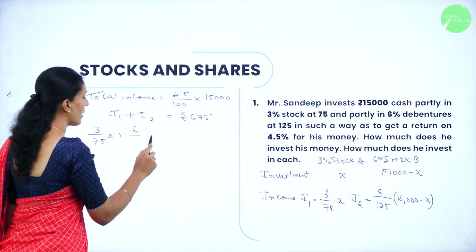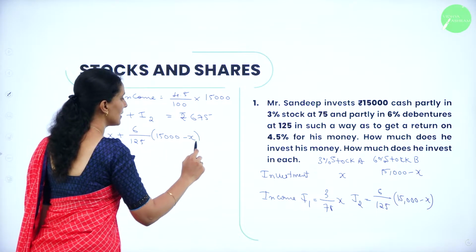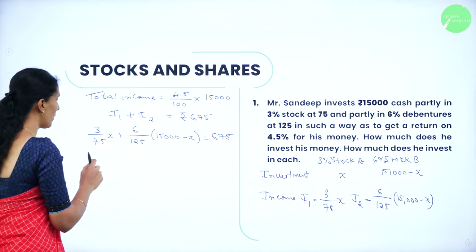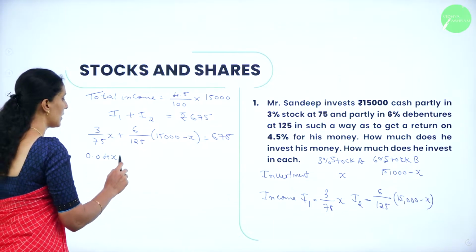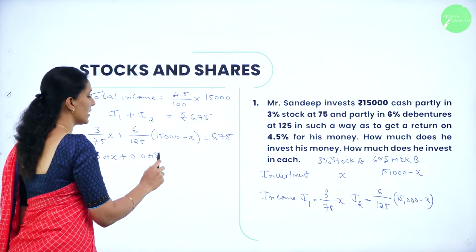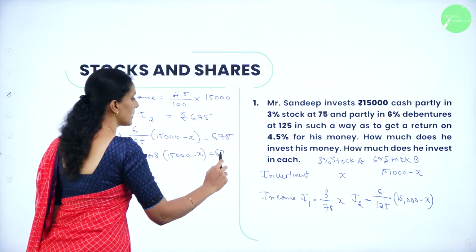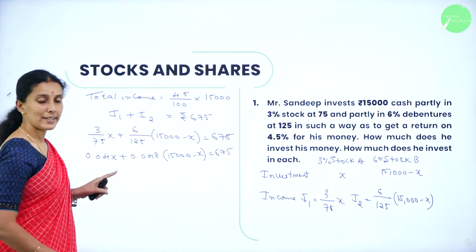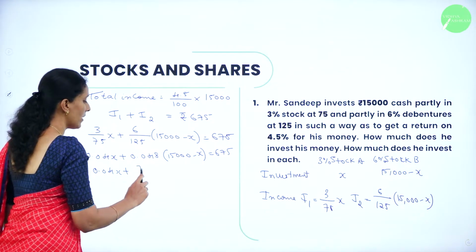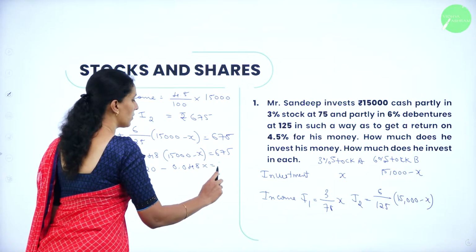I2 is 6 divided by 125 into 15,000 minus x is equal to 675. So dividing these values, 3 by 75 you will get as 0.04x plus 6 divided by 125, 0.048 into 15,000 minus x is equal to 675. So solving these values, we will get 0.04x plus 720 minus 0.048x is equal to 675.